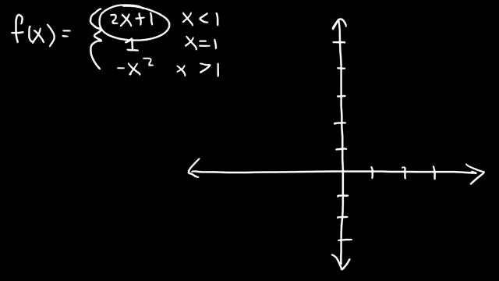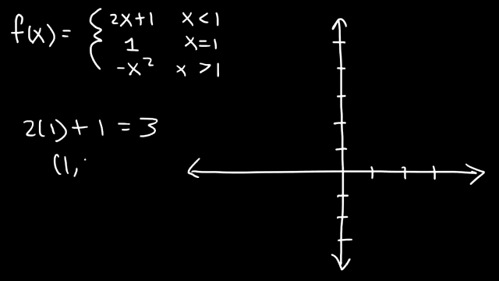So let's start with this. So when x is 1, if we plug in 1 into this expression, that's going to be 2 times 1 plus 1. So that's going to give us the point 1, 3. And that's going to be an open circle because it doesn't include 1.